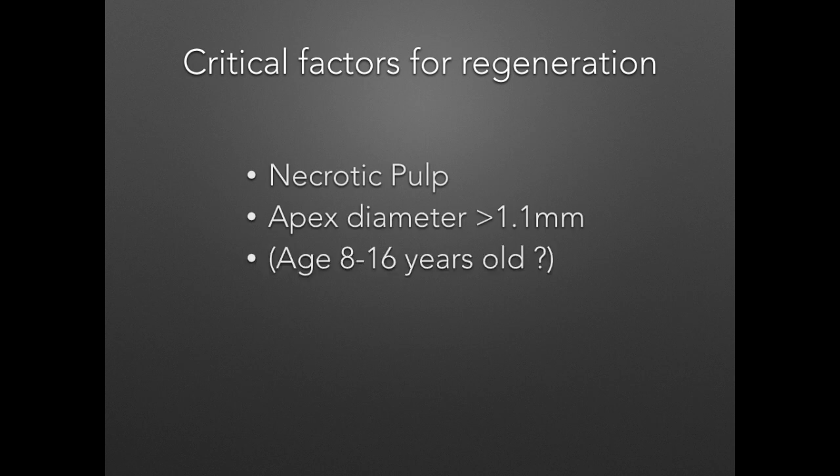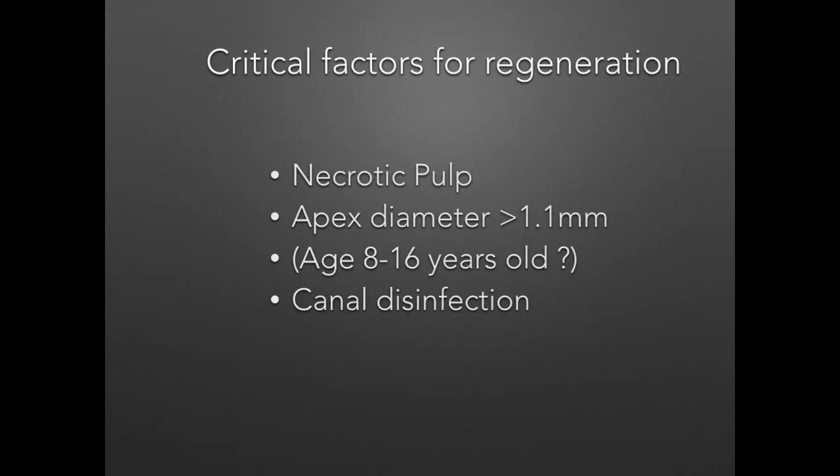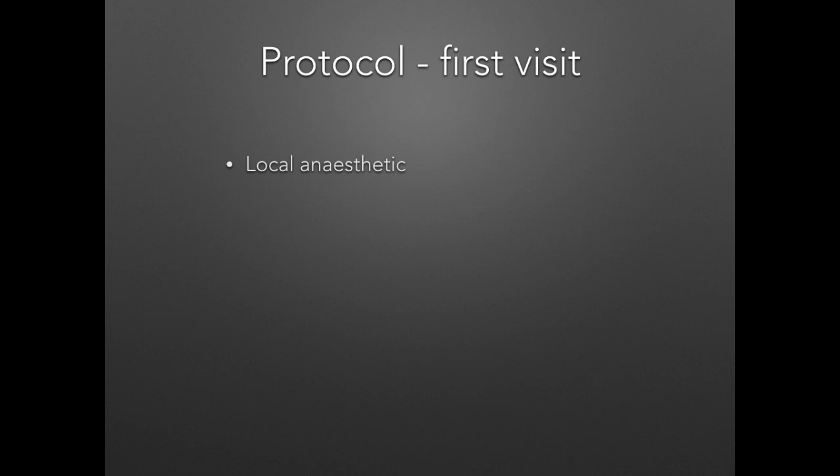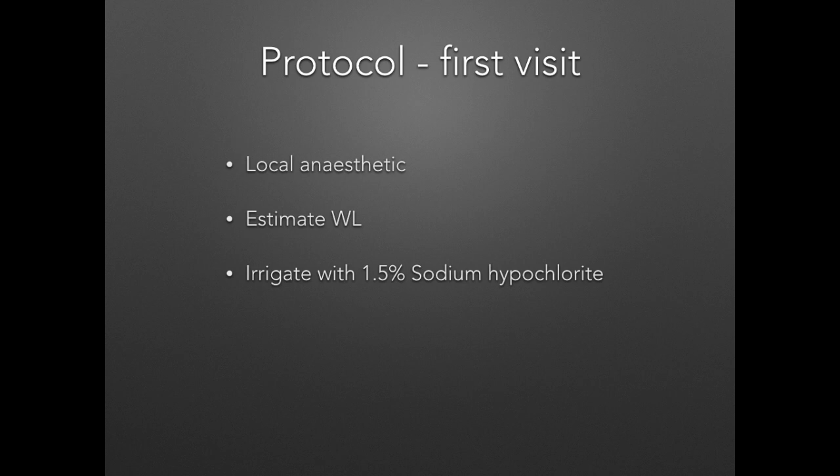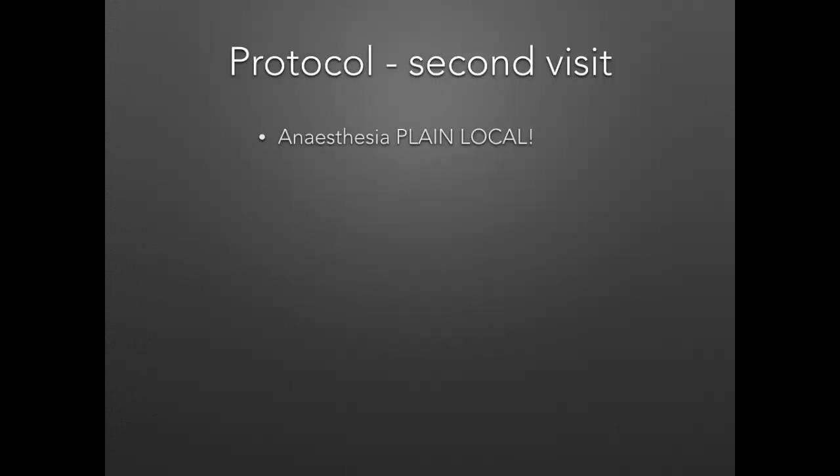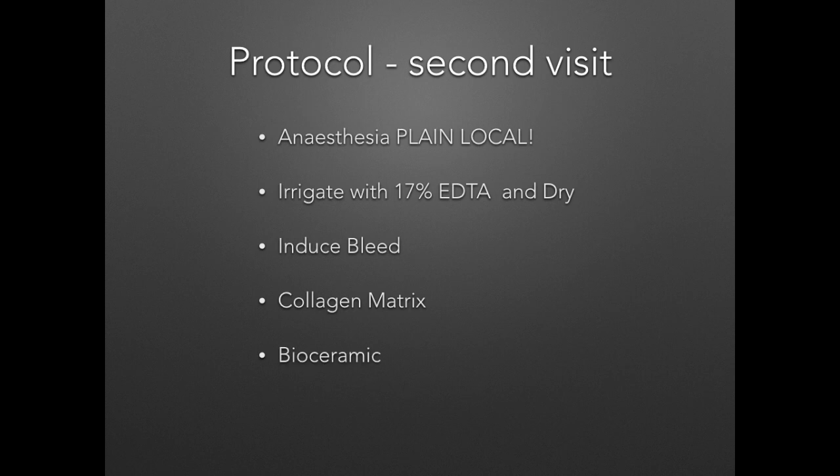Cases suitable for this technique will have a necrotic pulp with possible periapical pathology and an open apex. The treatment is carried out over two visits. The first phase is disinfection, so we're using sodium hypochlorite, calcium hydroxide, or a tri-mix of antibiotics. In the second phase, the dressing is removed and the root canal disinfected further, and then a blood clot introduced into the root canal space in the hope that this will regenerate into viable pulp.